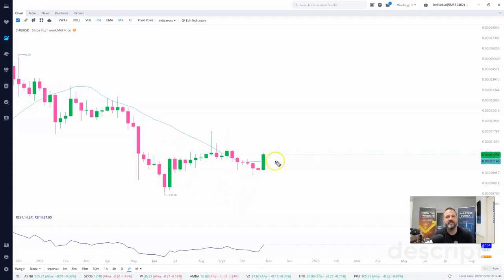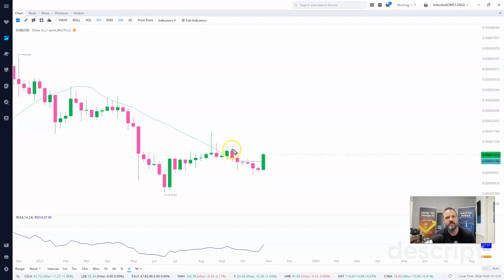So the first thing is this is a weekly candle, right? Weekly candles are great for longer term trades. Of course, you can always break down and do short term trades and use a weekly candle as a guide. That's what I like to do. But anyways, this is a breakout.